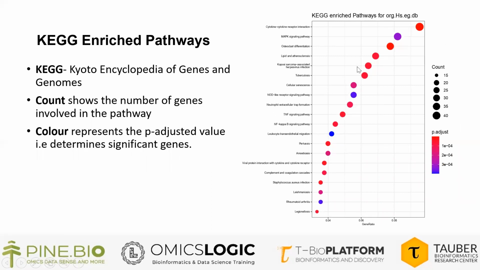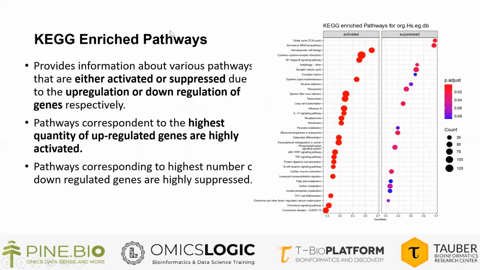KEGG enriched pathways. KEGG provides information on enrichment of genes in the area displayed on the basis of two parameters, count and adjusted p-value, which show the distribution of genes. As you can see here, count shows the number of genes involved in the pathway and color represents the adjusted value. KEGG enriched pathways provide information about various pathways that are either activated or suppressed due to the upregulation or downregulation of the genes respectively.